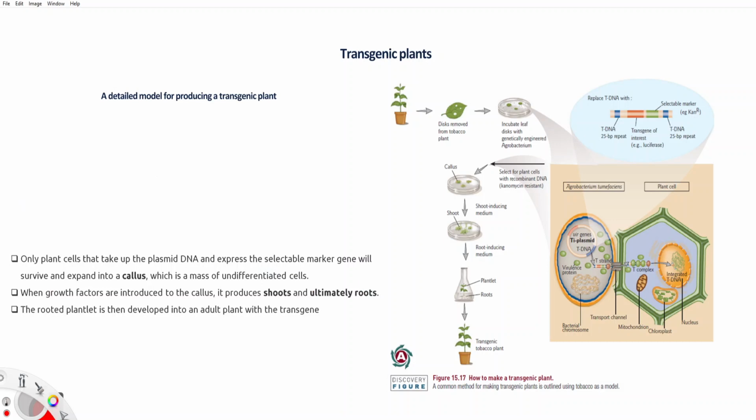And it's only the plant cells that have taken up the plasmid that will express that selectable marker and expand into a callus. Then once we have the callus, ultimately you're going to have your shoots, and from shoots, roots, plantlet, and before you know it, you have a transgenic plant.